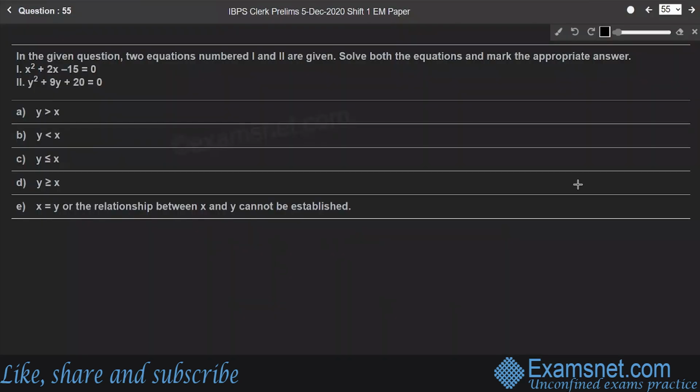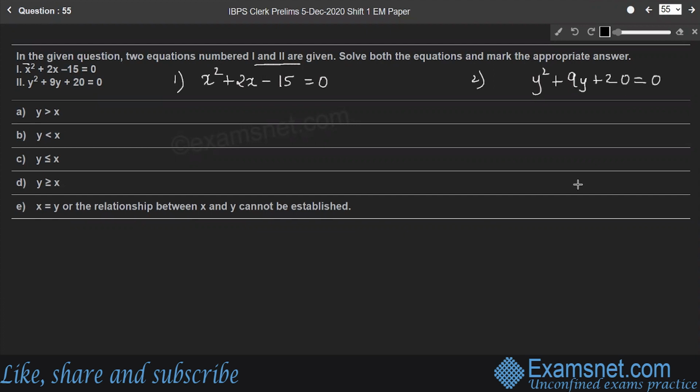Question 55. In the given question, two equations numbered 1 and 2 are given. Solve both the equations and mark the appropriate answer. Here are two equations: x square plus 2x minus 15 is equal to 0, and y square plus 9y plus 20 is equal to 0.